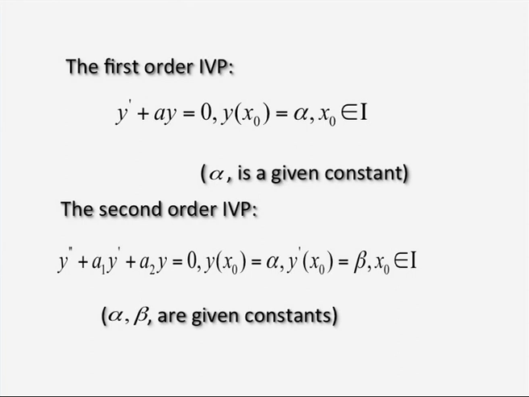Similarly, the second order initial value problem is y double dash plus a1 y dash plus a2 y is equal to 0 as the differential equation, and the given initial conditions are y of x naught is equal to alpha, y dash of x naught is equal to beta. Here alpha, beta are given constant values and x naught is the initial point as well as a known value.